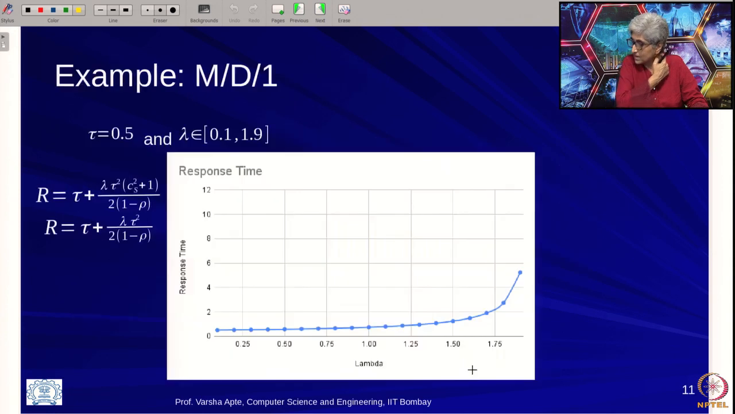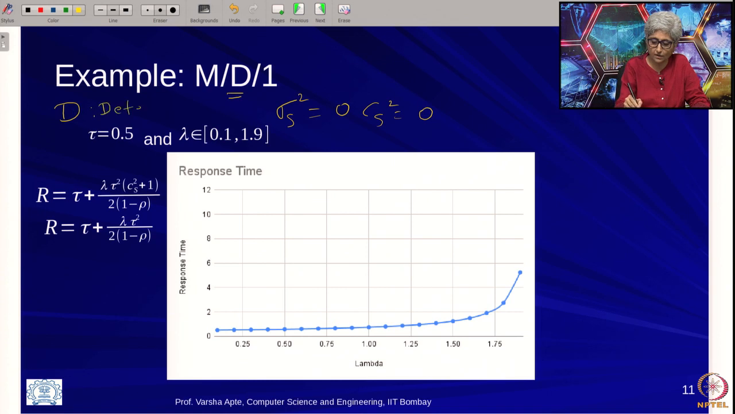We will first look at an example of an MD1 queue. In fact, this is an example of a service time that has no variance. So, sigma squared S is 0. So, CS squared is also 0, right. It is fixed, deterministic, D is for deterministic. So, if it is fixed, there is no variance, so this factor goes away. So, you just get tau plus lambda tau squared divided by 2, multiplied by 1 minus rho, and if you plot it, this is what it looks like.